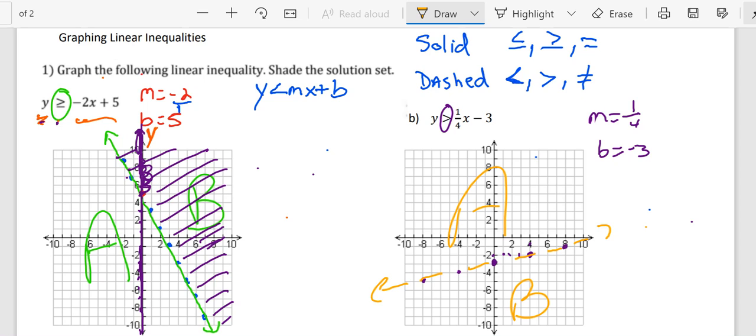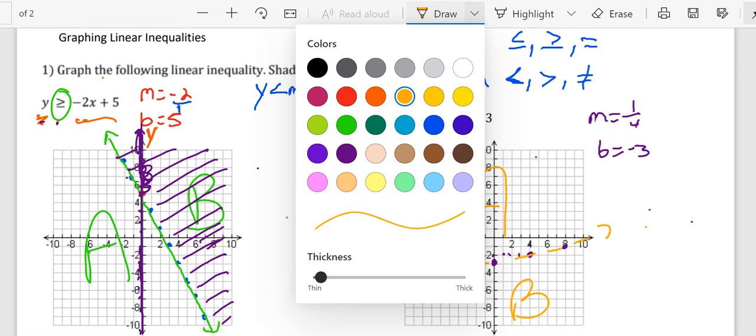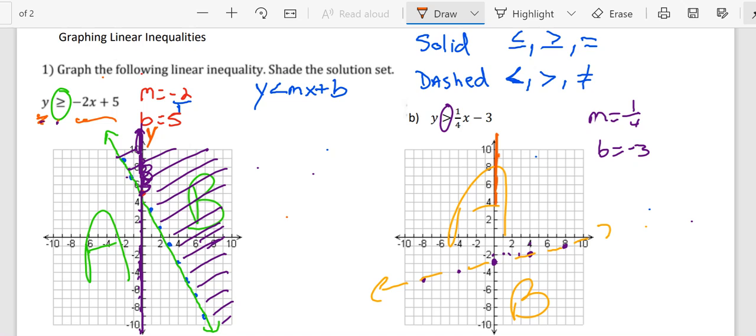So here are my sides of the graph, A and B. Again, we are shading in respect to the y-axis. So this is our y-axis, the vertical one. This says y is greater than the line. So this is -3. Where do the y values get bigger? Since it's greater, A. We should be shading A.